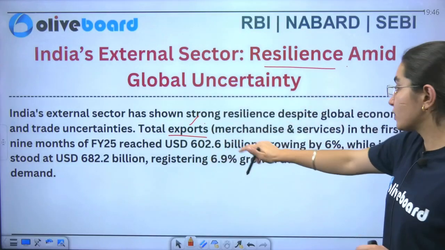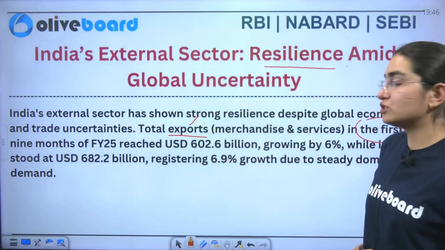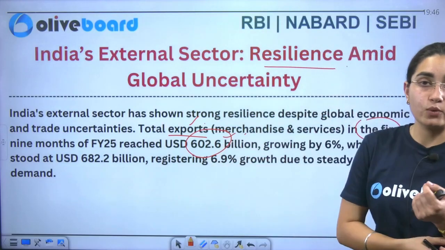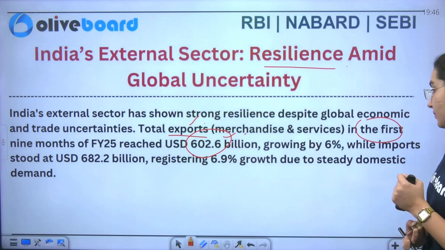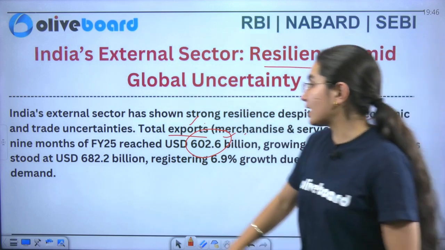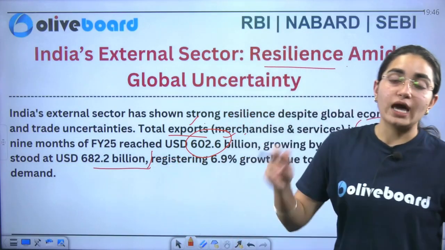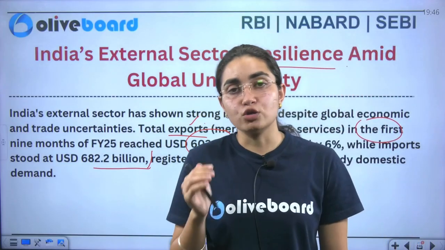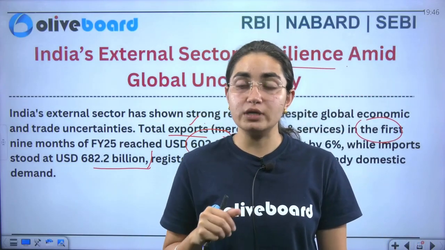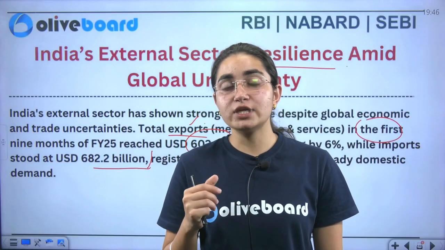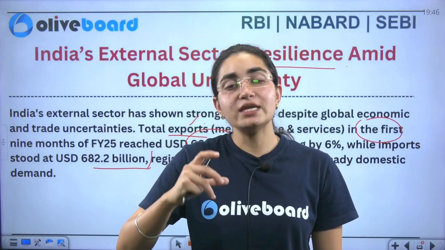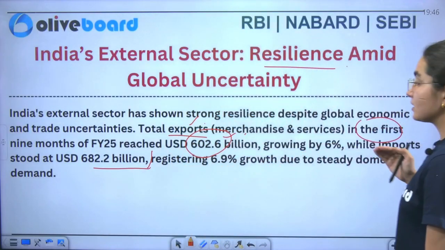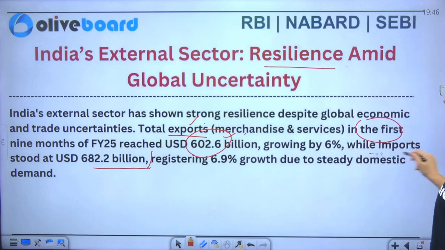Now if I talk about the total exports, you can see the survey saying that in the first 9 months of financial year 2025, it reached 602.6 billion US dollars. Similarly, today it is lying at 682.2 billion dollars. So the survey is saying that there is a growth here of 6%. Similarly, for imports also, the survey is saying that there is an increase. The reason behind it is a continuous increase in the domestic demand. That is the reason we can see a growth in the imports as well.